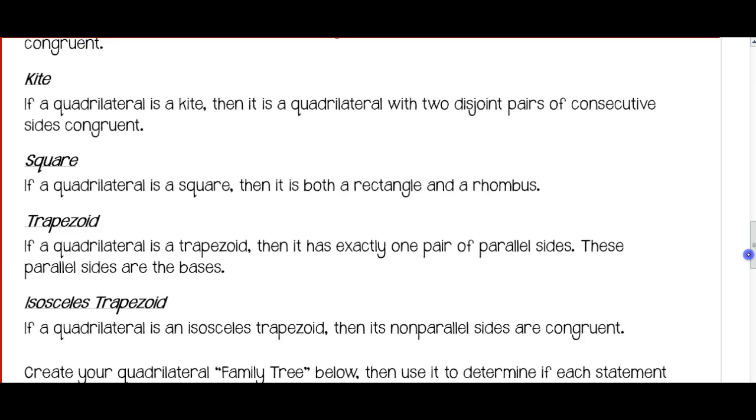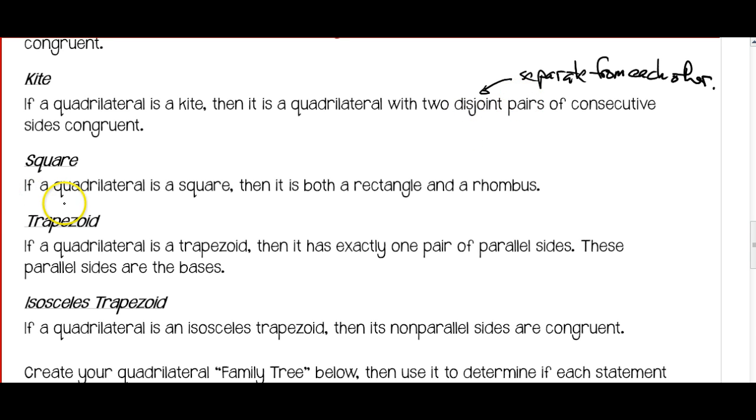Then we have a kite. If a quadrilateral is a kite, then it is a quadrilateral with two disjoint pairs of consecutive sides congruent. This word disjoint here just means that they're separate from each other. Okay, and if you have questions about that, make sure you ask me in class. I'll draw some pictures for you.